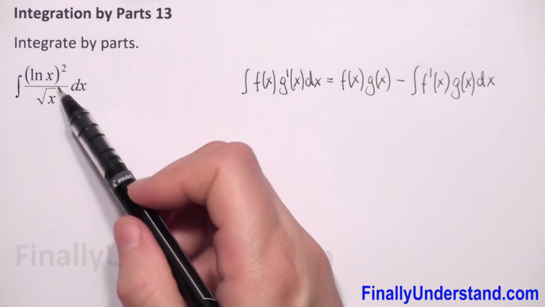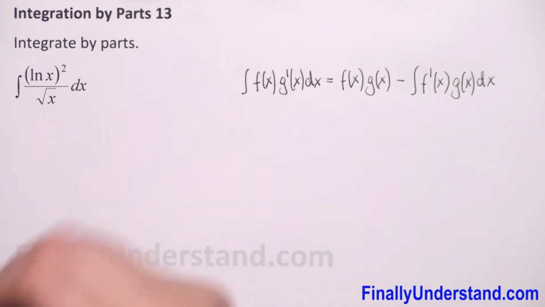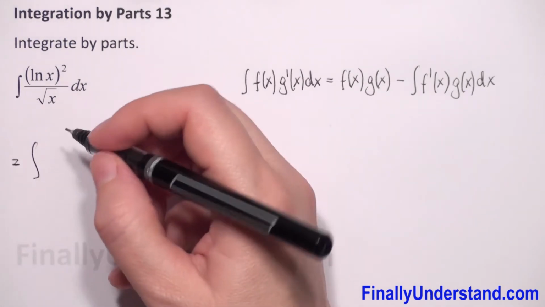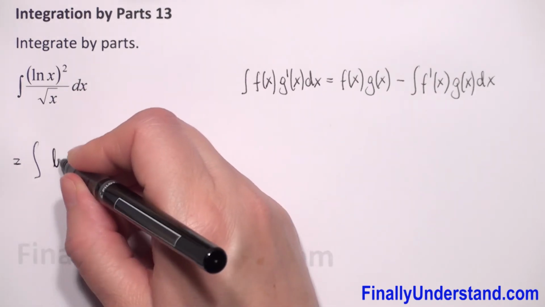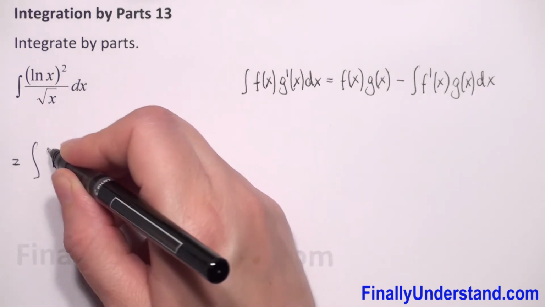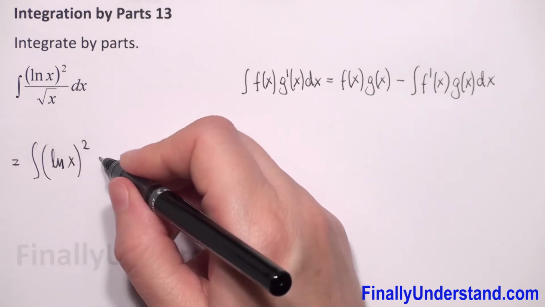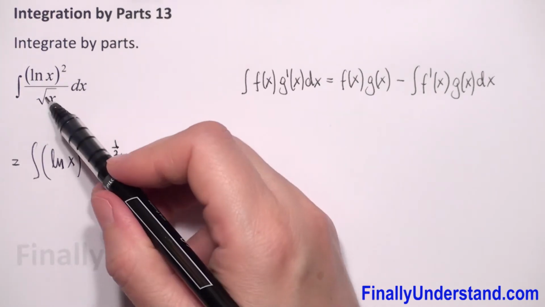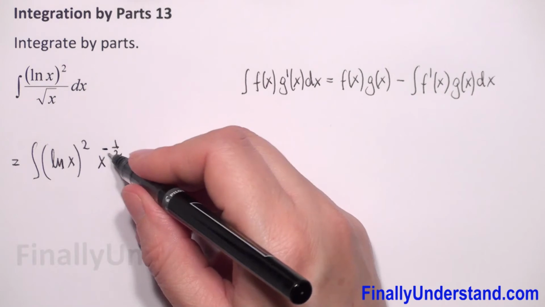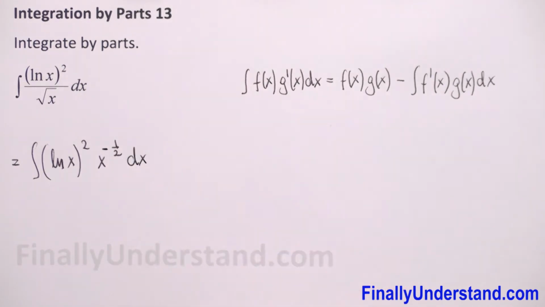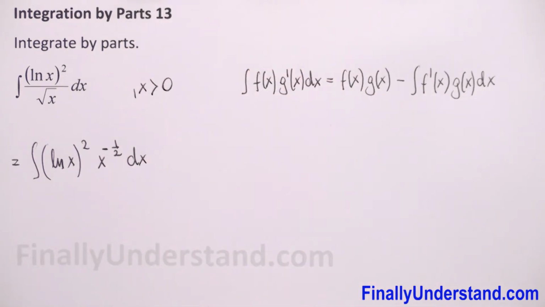So we need multiplication here. I will rewrite our square root in power form. So this is equal to the integral of natural logarithm of x squared. I will just copy it, natural logarithm of x squared. And like I said, I change to power form, so it will be x to the power 1/2. Because we have this expression in the denominator, we have to add a negative sign before the exponent, with respect to x. Of course, x must be greater than 0.